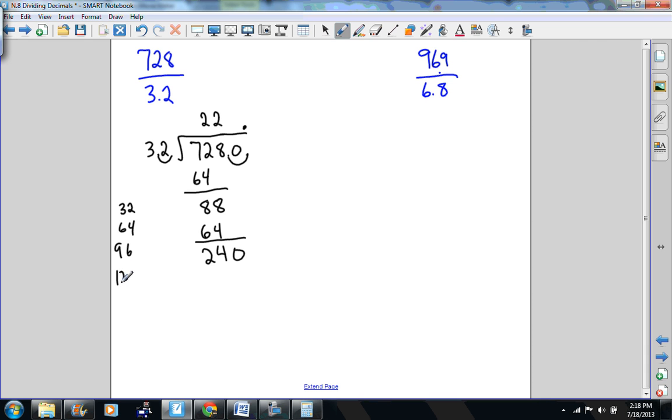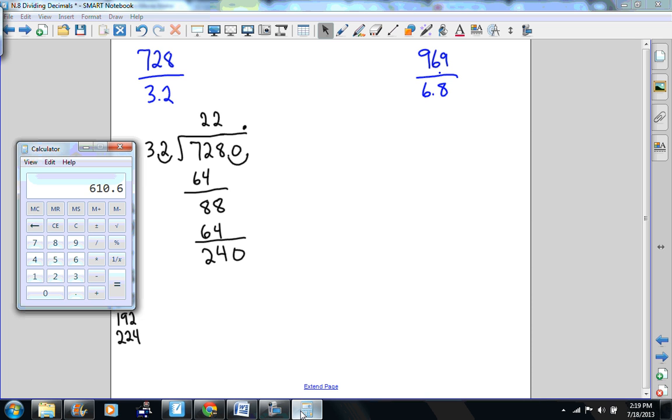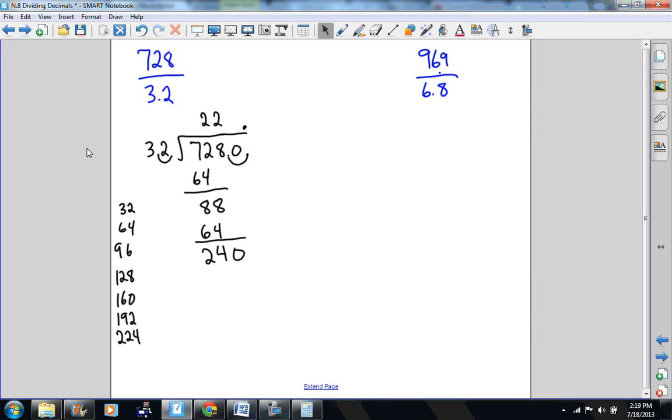then 128, whoops, wrong button, 160, 192, oh, we're getting close, 224. So 1, 2, 3, 4, 5, 6, 7. Let me double check to make sure my math is good. 32 times 7 is 224. Okay, so that goes in 7. 1.